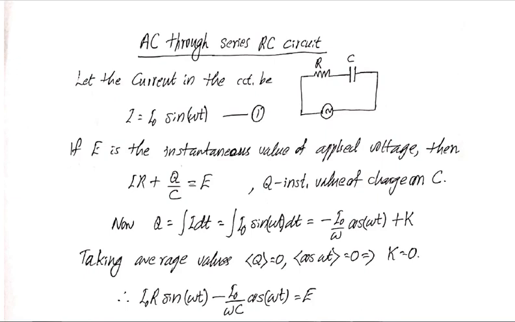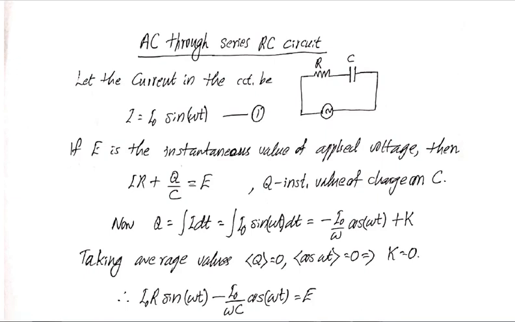Now, if E is the instantaneous value of applied voltage, then the applied voltage has to do two things. A part of the voltage is dropped across the resistance, it will be I into R because I is the current. And another part is dropped across the capacitance in the form of the potential difference across the plates of the capacitor. It will be Q by C, where Q is the instantaneous value of charge on the plates of the capacitor. So clearly we can write the potential difference across the resistance plus the potential difference across the capacitance is equal to the instantaneous value of the applied EMF. So IR plus Q by C is equal to E.